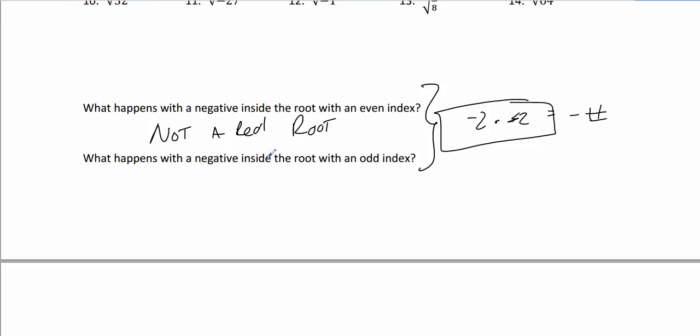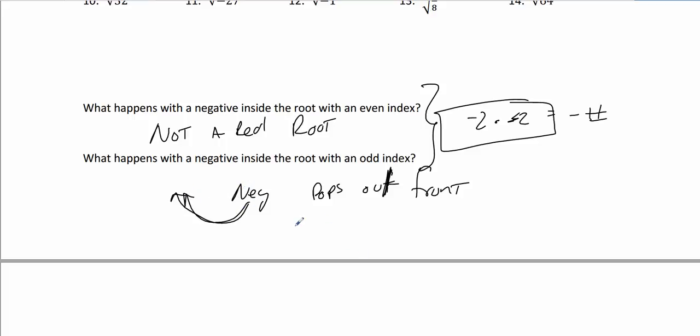What happens with a negative inside the root with an odd index? The negative just, right, what happens to it? It just pops out front. Okay, it pops out front. I can't spell out front. There we go. Okay, it just pops out front.